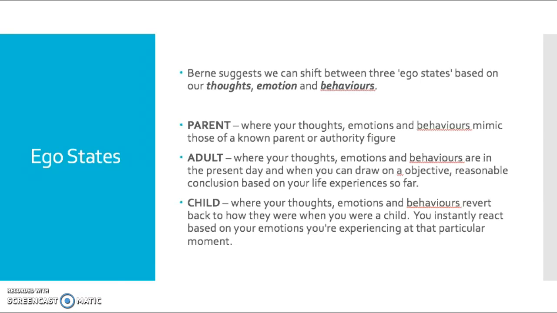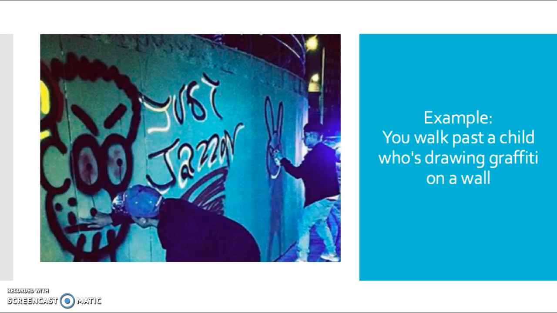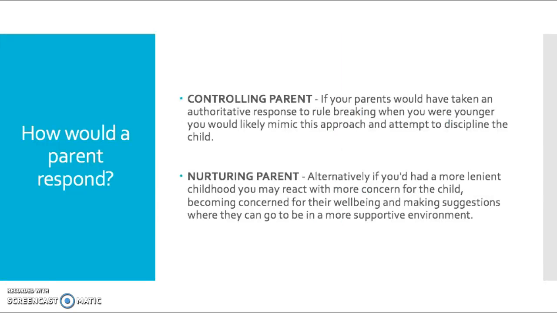So there you have your three ego states, and what we're going to do is put these into an example. So the example is you're an adult and you're walking past a child who's drawing graffiti on a wall. So how would a parent respond? A parent in this situation, it depends, there's two subcategories to this, the controlling parent and the nurturing parent.